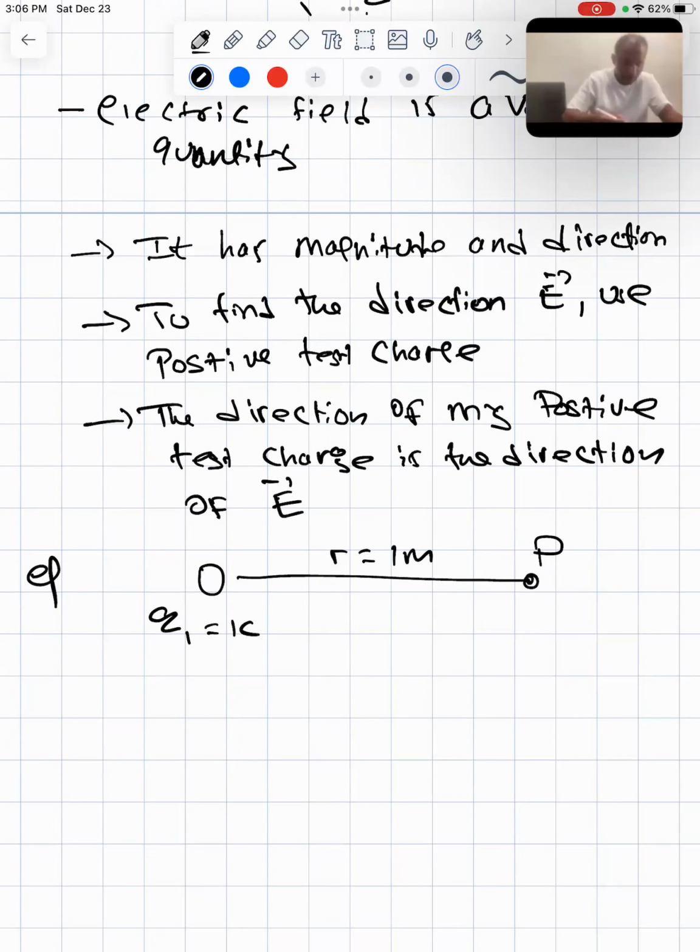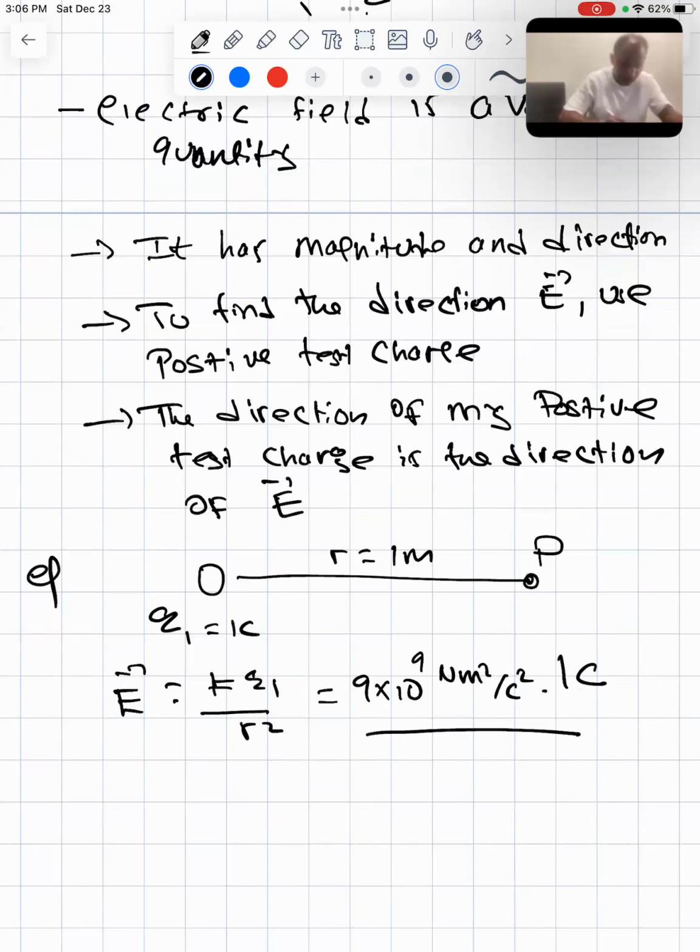To find electric field, the magnitude is simple. It's going to be K times Q1 over R squared. K is 9 times 10 raised to 9 Newton meter squared per coulomb squared. Q1 is just 1 coulomb over the distance from Q1 to P, which is just 1 meter squared, okay? So meter squared cancels meter squared, coulomb cancels coulomb, so it is 9 times 10 raised to 9 Newton per coulomb.